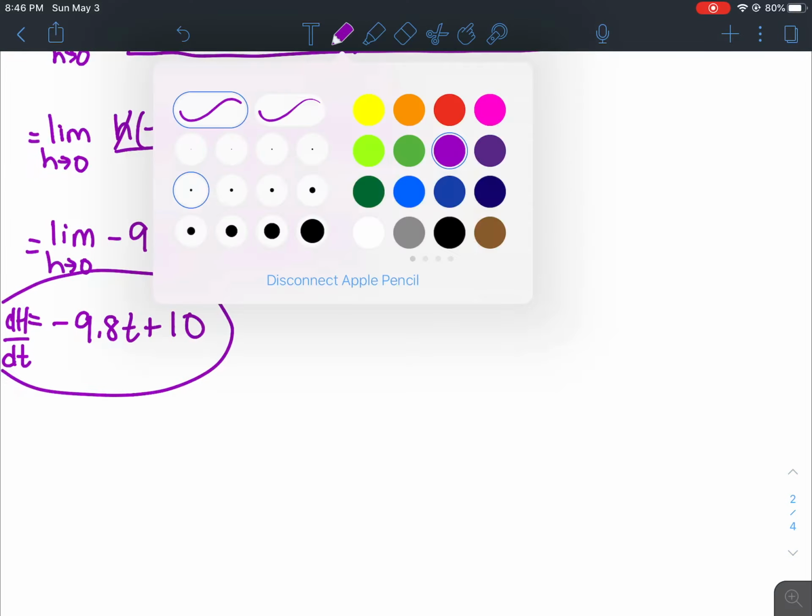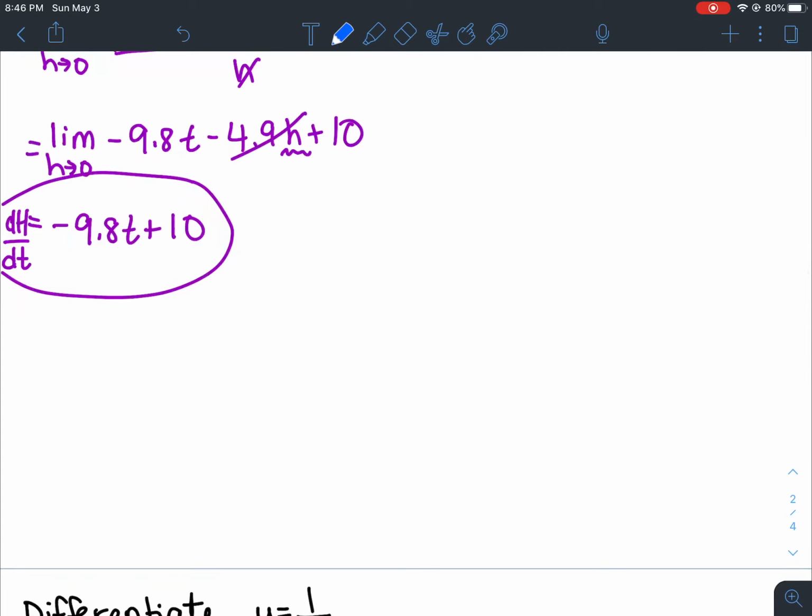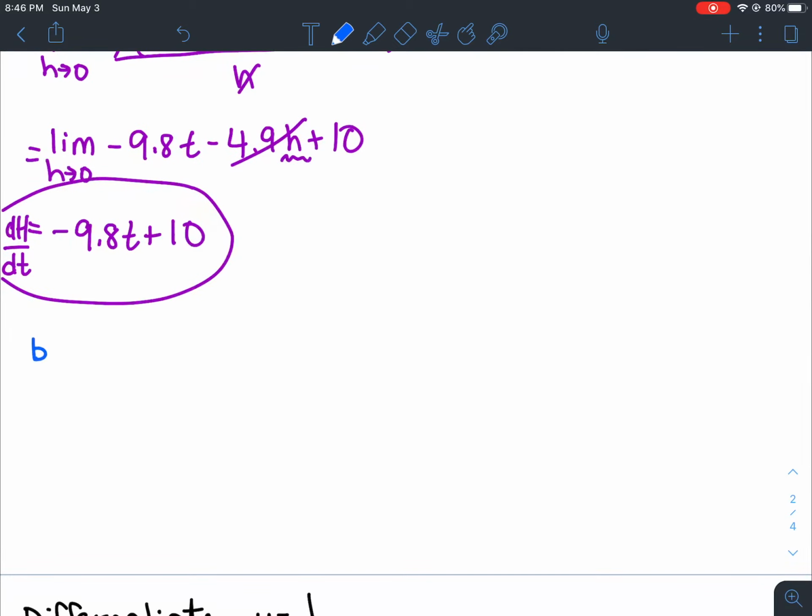That is the answer. And for part B, it asks us to determine the rate of change of the javelin after 3 seconds. So to do that, sometimes people use this kind of notation. They use like dh by dt. And then they put this line here. And they say when t is equal to 3. So just kind of shows what you're subbing in. I'm not picky. You don't have to do that. So negative 9.8 times 3 plus 10 is equal to negative 19.4.